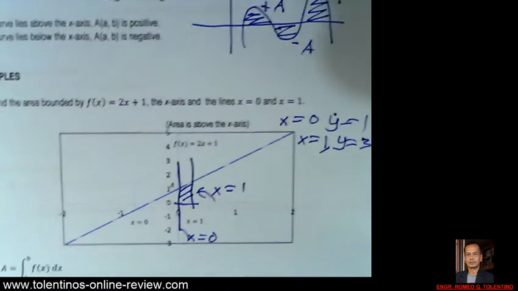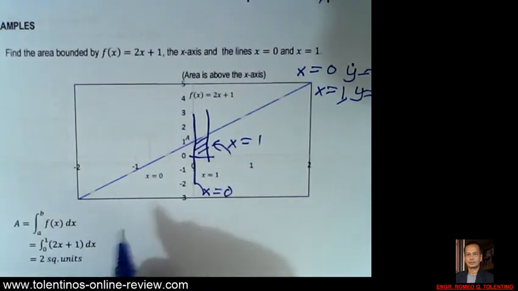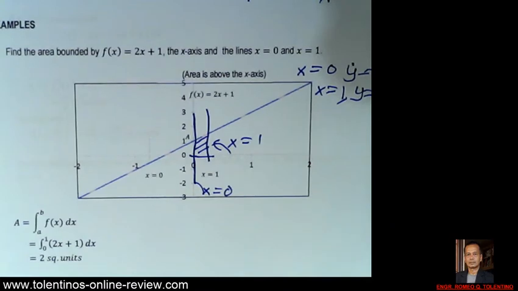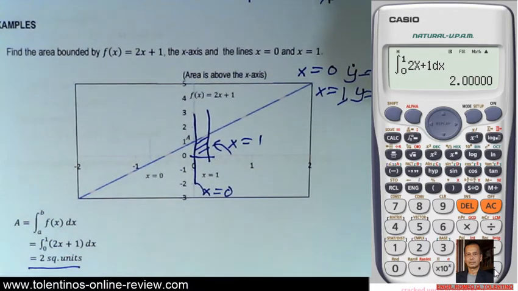So this is a positive area. All you have to do is integrate that. Now, you can take advantage of the calculator here. You can go directly to the calculator: 2x plus 1, with limits from 0 to 1. So the answer is 2 square units.